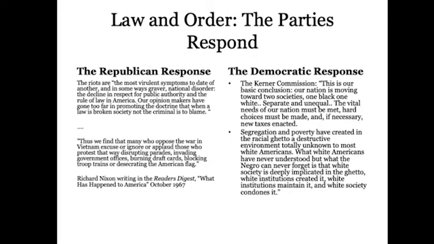The commission says our basic conclusion is the nation is moving toward two societies, one black and one white. And then goes on to say the vital needs of our nation must be met, hard choices must be made, and if necessary, new taxes enacted. They go on to say that segregation and poverty are something that white Americans don't understand, but they're deeply implicated in, that white institutions created it and they maintain it.